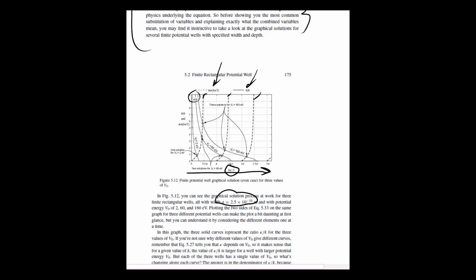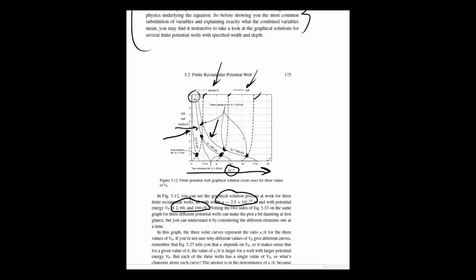For example, the width of the well, I've made 2.5 times 10 to the minus 10th meters, and I picked 3 values of potential energy V0: 2, 60, and 160 electron volts. Here you see the curve for V0 equals 2 eV, here's the one for V0 equals 60 eV, and here's the one for V0 equals 160 eV. And right away, you spot some places where kappa over k equals tangent ka over 2. For the 2 eV case, there's one intersection of the curves right there. For the 60 eV potential well, there's a solution there and a solution there. And for the 160 eV well, there's 3. One there, one there, one there.